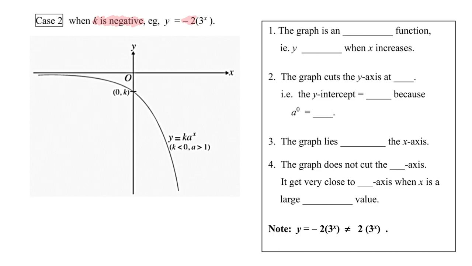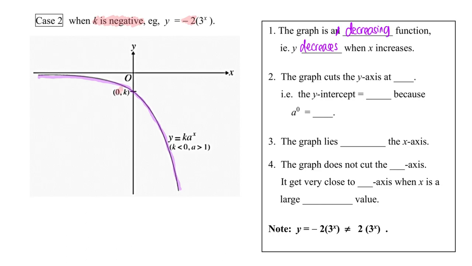The first observation will be that as x increases, you look at how the graph is moving. The y actually decreases. So this is a decreasing function. Okay, there's a typo there.